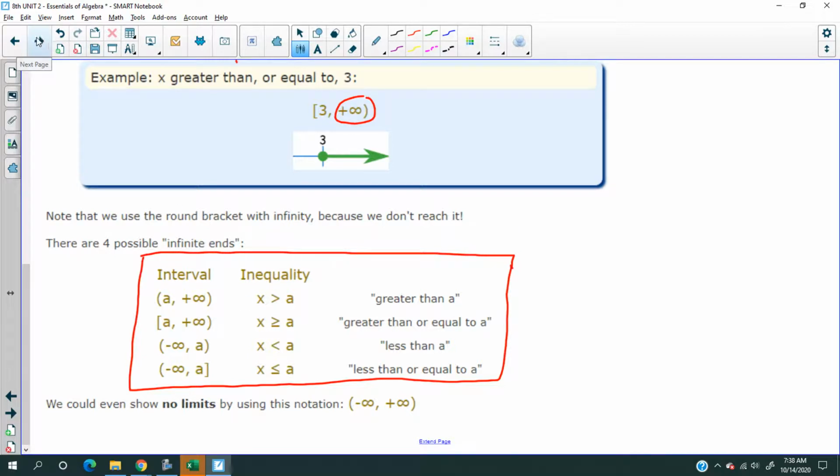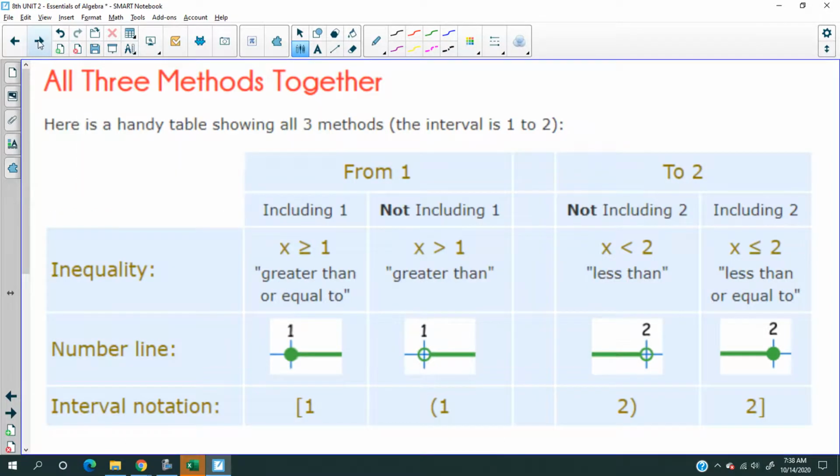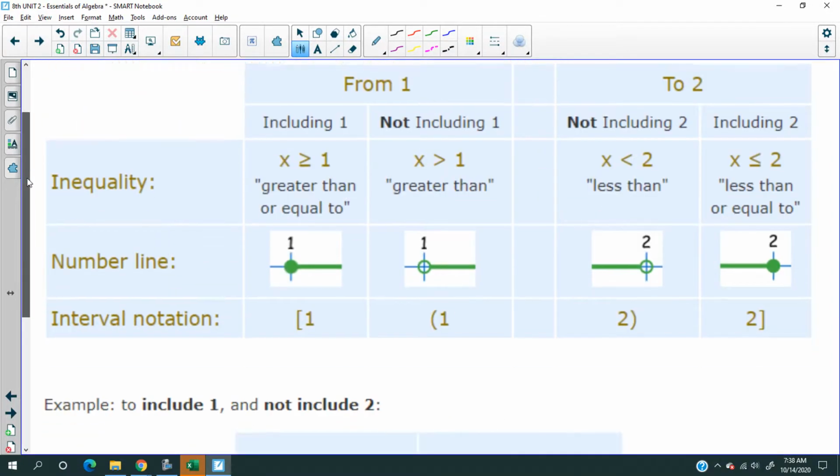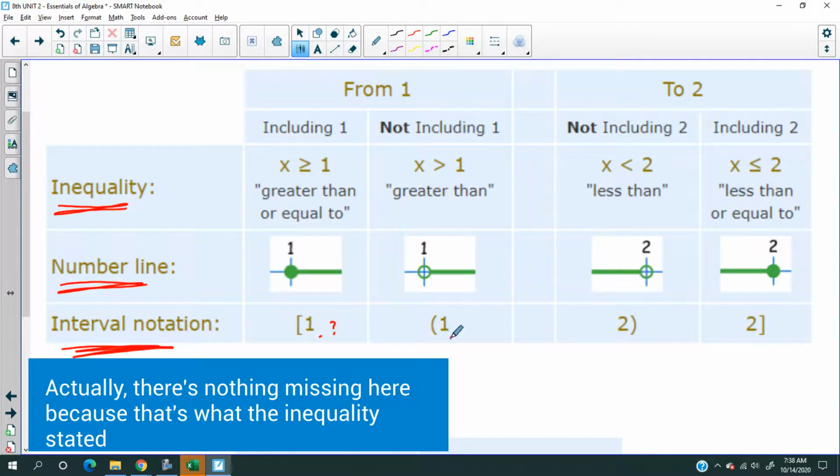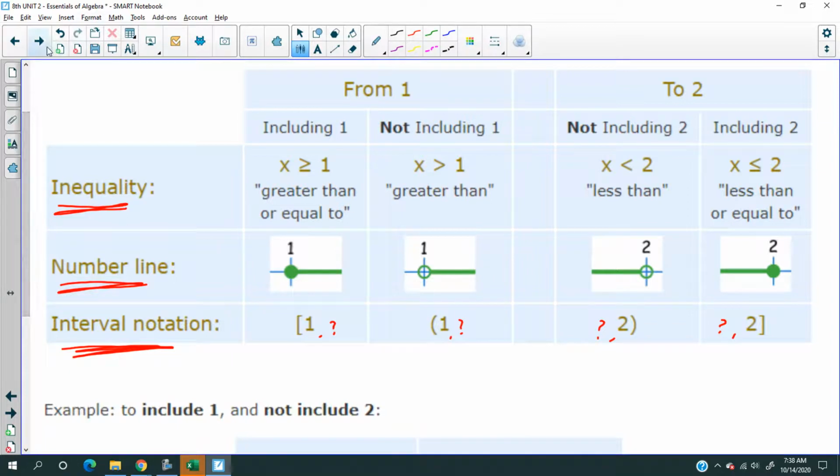Okay, so yeah, all right. Now let's practice a little bit. Oh, by the way, let me show you all 3 methods together. So the first one is the inequality itself, the inequality notation, what it looks like on the number line. And then the interval notation. Notice now, they're missing a second thing here, but that's on purpose. Okay, all right, let's practice.